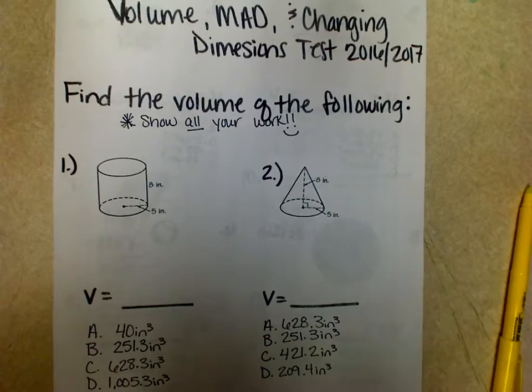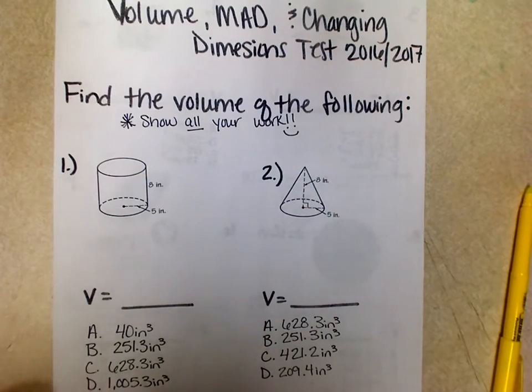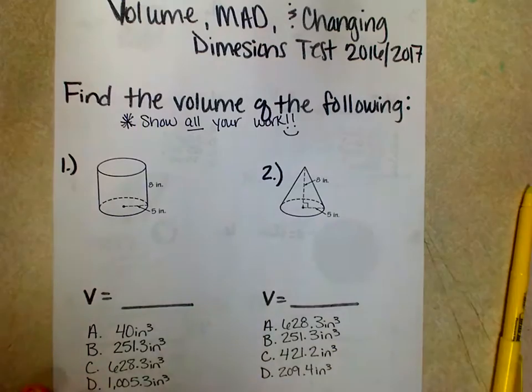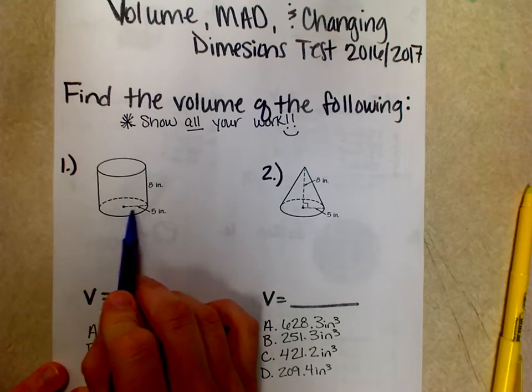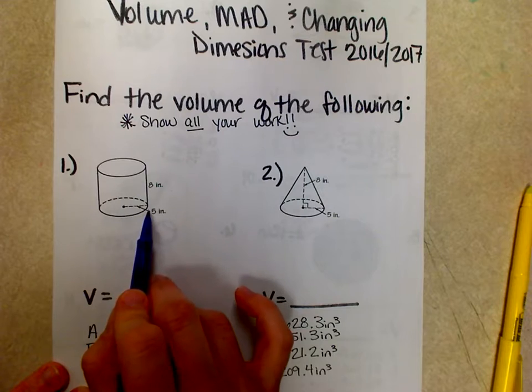Okay, we have our volume, mean absolute deviation, and changing dimensions test. First, we're going to find the volume of the following. Make sure you show all your work. On number 1, you have a radius of 5 and a height of 8.